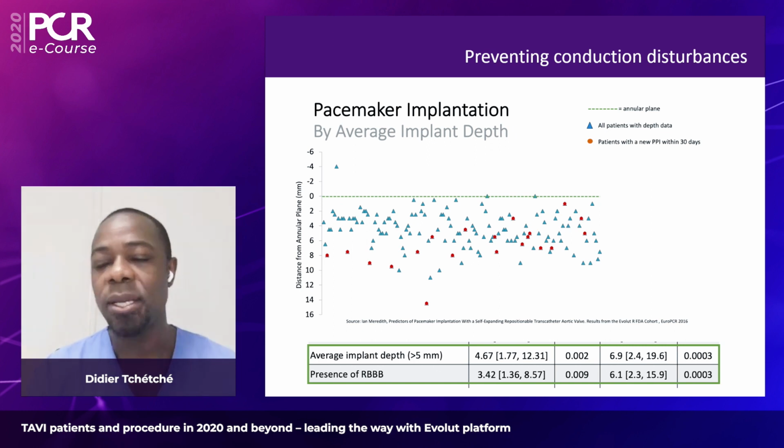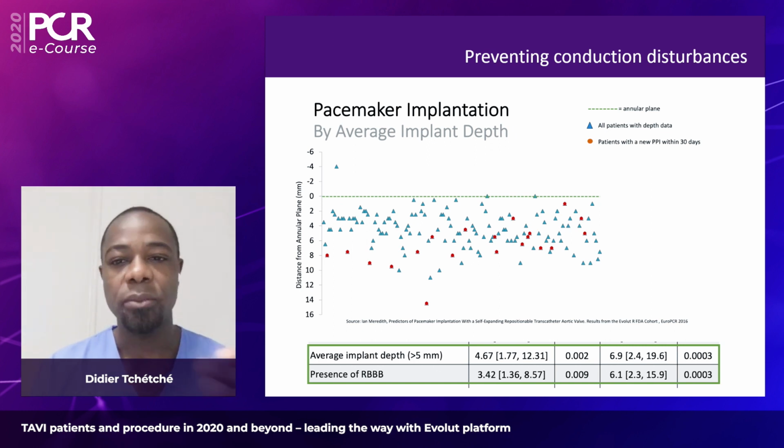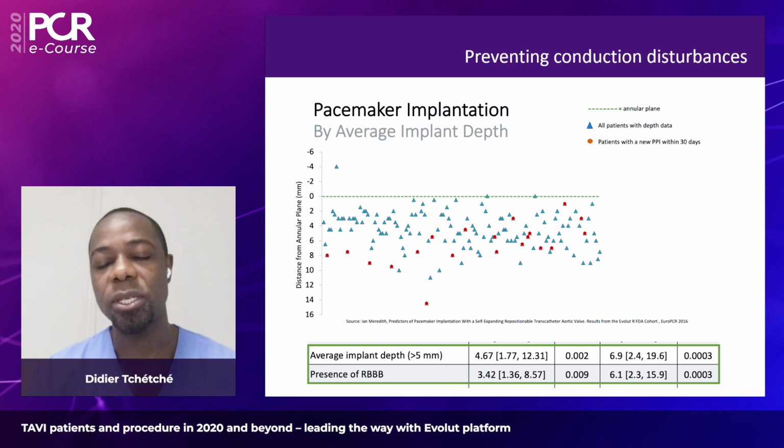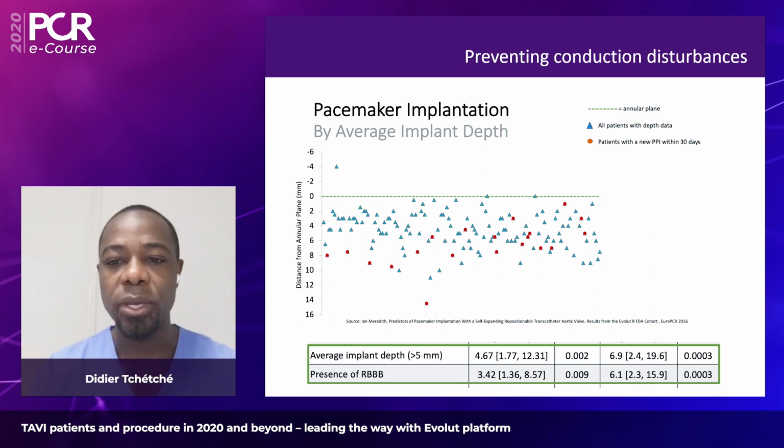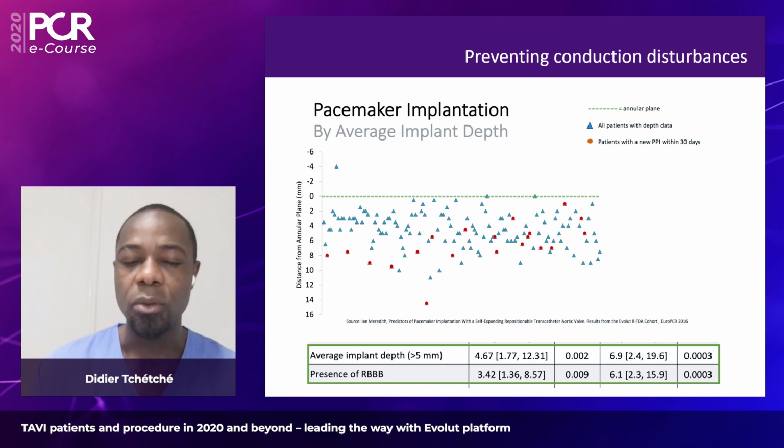And here you see that if you deploy the device below 6 millimeters in regard to the aortic annulus, you're going to increase the need for a pacemaker for your patient. So we tend to go higher and higher, and now it's more recommended to be 3 to 5 millimeters below the annulus to make sure that the risk of pacemaker remains low for our patients.